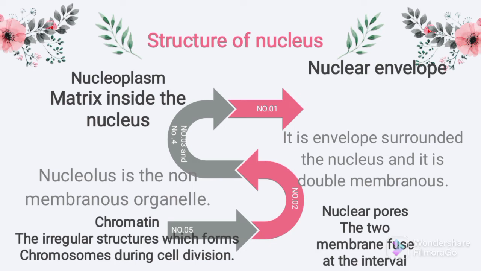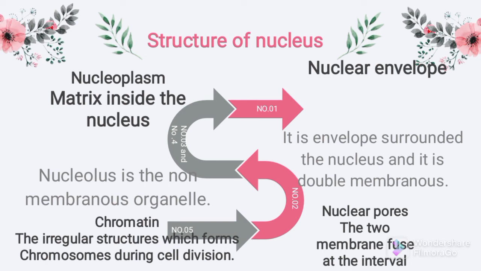Now the last one is the chromatin. Now what is chromatin? Chromatins are the irregular structures of the chromosomes. And these structures will regularize themselves during cell division, and when they regularize, condense and become visible, then they are known as chromosomes.